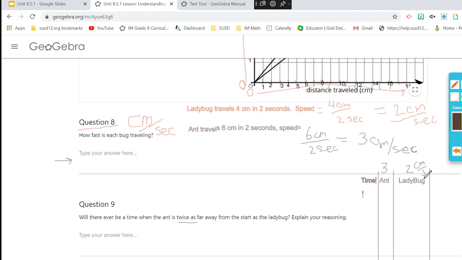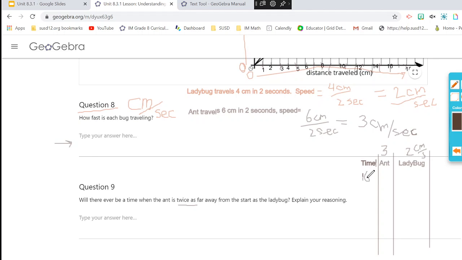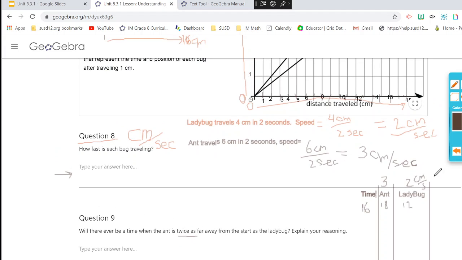There we go. So at the time 6 seconds, ant has gone 18 centimeters. Ladybug has gone 12 centimeters. Is 12 half of 18? Let's take a ratio. Is 12 half of 18? No, it isn't. Let's reduce this fraction. See, 12 divided by 6 is 2, and 18 divided by 6 is 3. So that is not equal to 1/2. It is equal to 2/3.